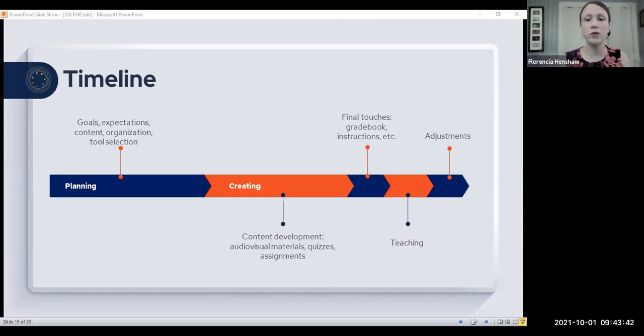So as you know, when you create an online course, the bulk of the work happens before you actually teach the course. Yes. Of course, there were other final things to put in place, such as the grade book, make sure instructions make sense for the students, making adjustments after teaching the course. And this is continuous, right? Especially with tech tools that may change in terms of cost and things like that.